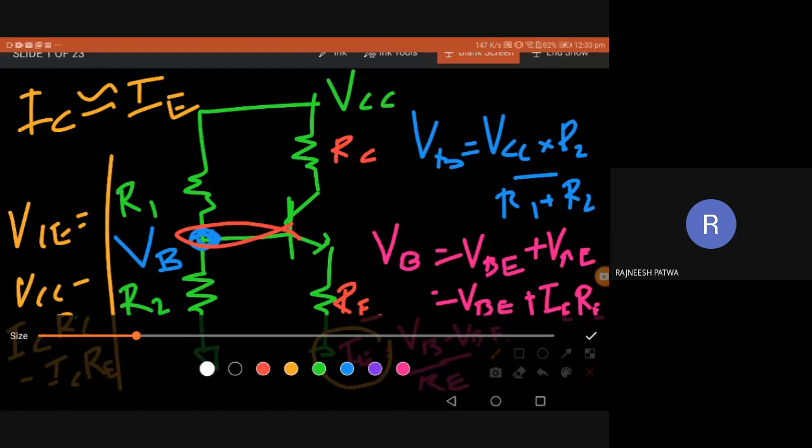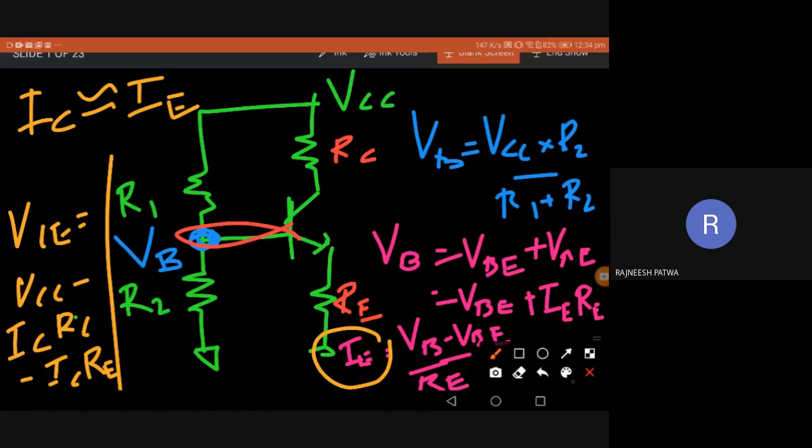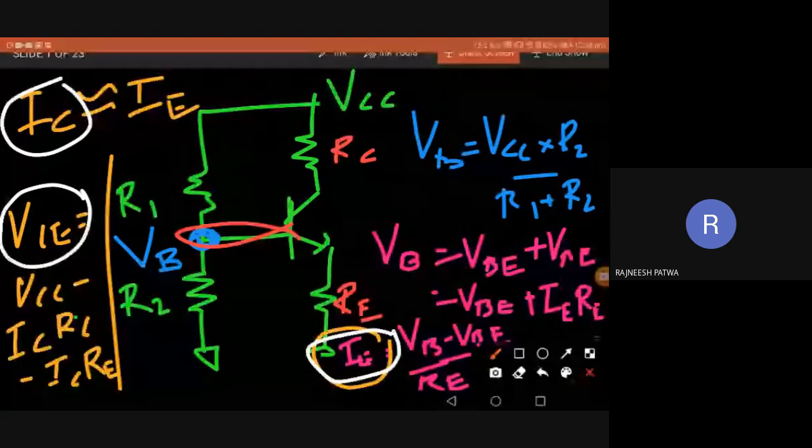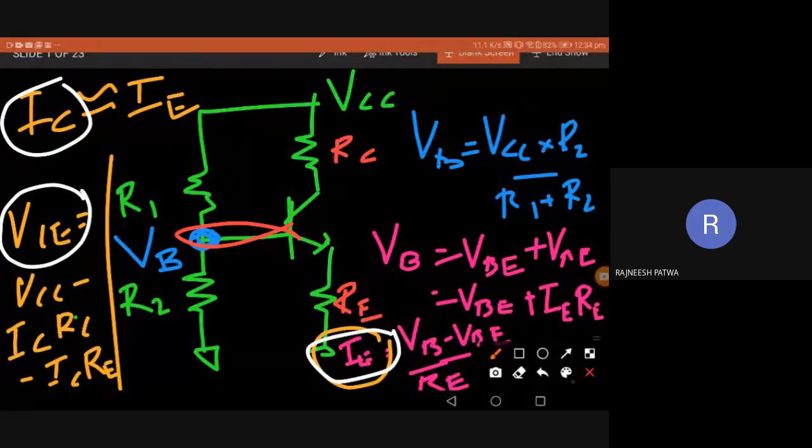This is the main thing: we got IC or IE and VCE without using beta at all. So I say this circuit is beta independent. This biasing is called voltage divider bias. One of the advantages of voltage divider bias compared to the other biases we have discussed is that we are using only one voltage source. So it is a bit simpler, it is independent of beta, and this circuit is mostly used as an amplifier.